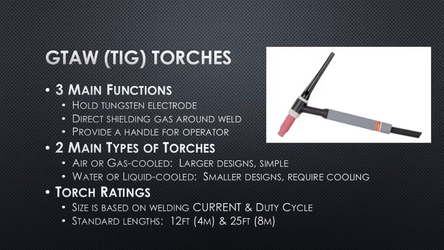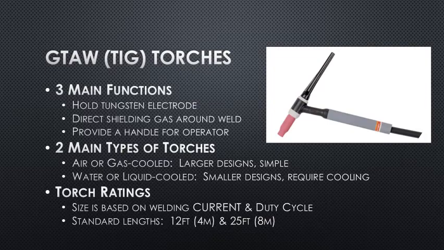Now let's talk TIG torches. They do three main things. They hold the tungsten electrode, they direct shielding gas around the weld, and they provide a handle for the operator to hold onto. There's two main types of torches. Air or gas-cooled torches tend to be larger in size to dissipate the heat, but they're a more simplified system because they don't require any cooling devices.